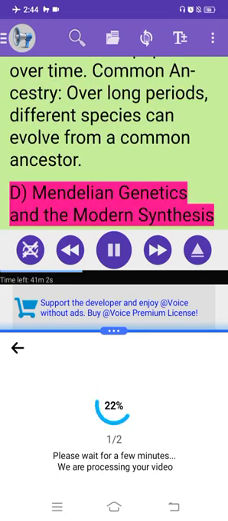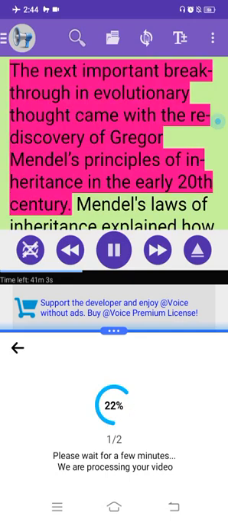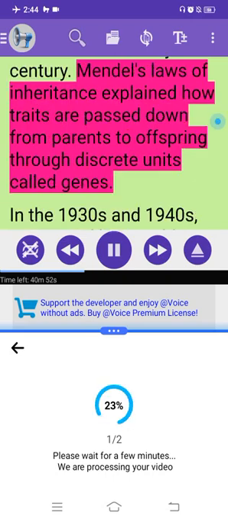Mendelian genetics and the modern synthesis. The next important breakthrough in evolutionary thought came with the rediscovery of Gregor Mendel's principles of inheritance in the early 20th century. Mendel's laws of inheritance explained how traits are passed down from parents to offspring through discrete units called genes.